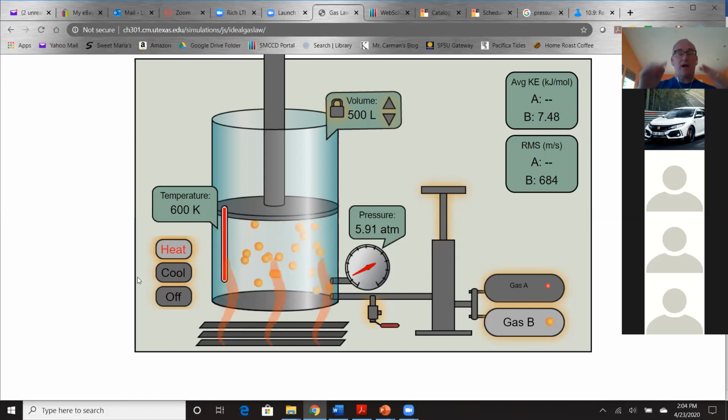So again, on your data table, you should have the relationship between temperature and pressure at whatever the volume is. Yes, you can see like at 600K, the pressure is basically now 60 times higher than it was at 10. So you should see that if the temperature is 60 times higher and the pressure is 60 times higher, is that a direct relationship or an indirect relationship?